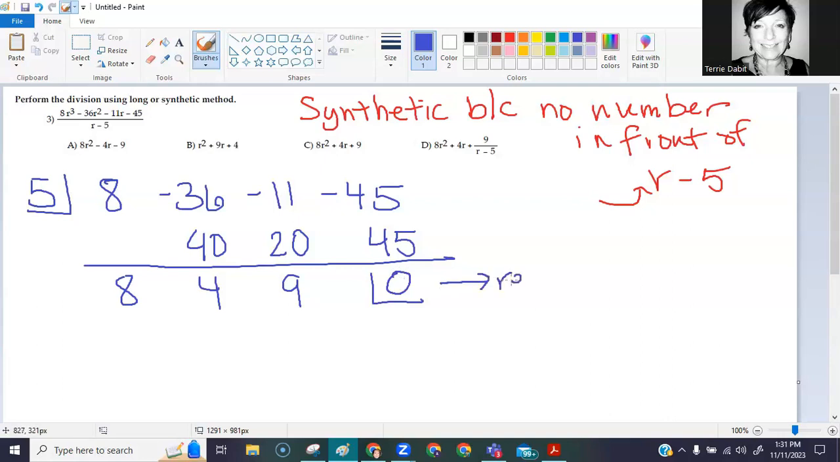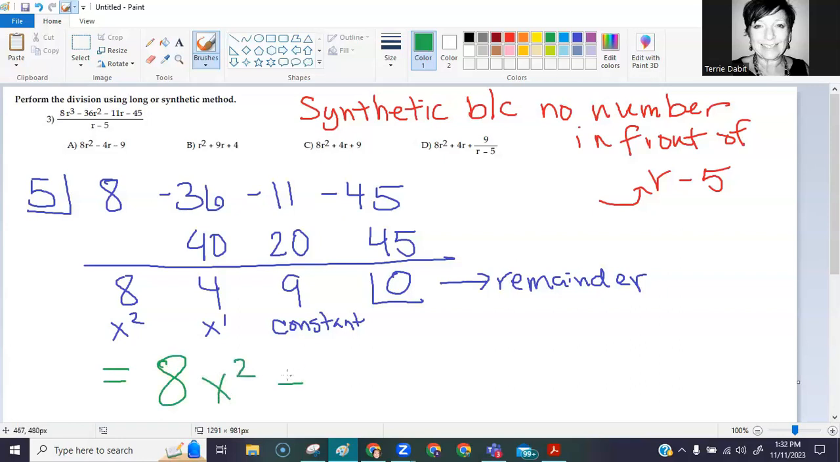So therefore, my remainder is 0. I don't have a remainder in this problem. Then I come back. This is going to be my constant. This one's going to be my x to the first power, and this one's going to be x to the second power. So my final answer would be 8x squared plus 4x plus 9.